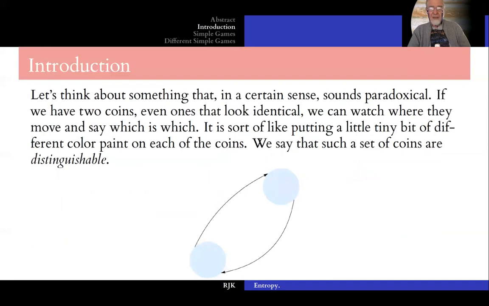Okay, let me think about a slightly different thing. Suppose we have 2 coins. Each one looks absolutely identical. We can watch where they move and say which is which. And usually the way classical physicists thought about it was you would put a tiny little bit of paint, a different color, on each coin, and then you could always find which coin was distinguishable. And that is one way to think about it.